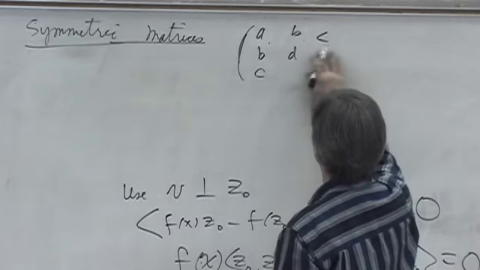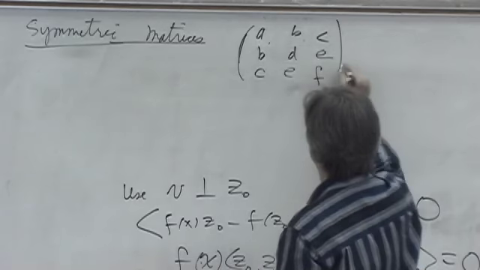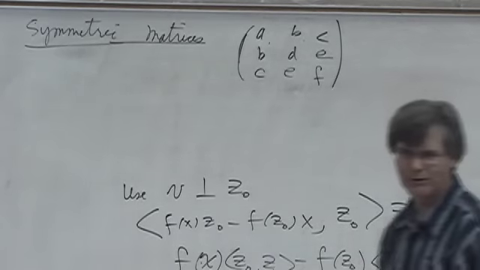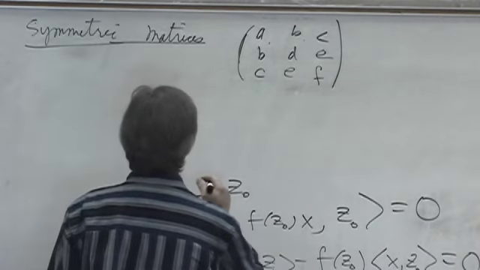B, D, what? Oh, E. Sorry about that. C, E, F. There we go. Okay, save the day. So there's a symmetric matrix, a 3 by 3 symmetric matrix. So what's the property of this?